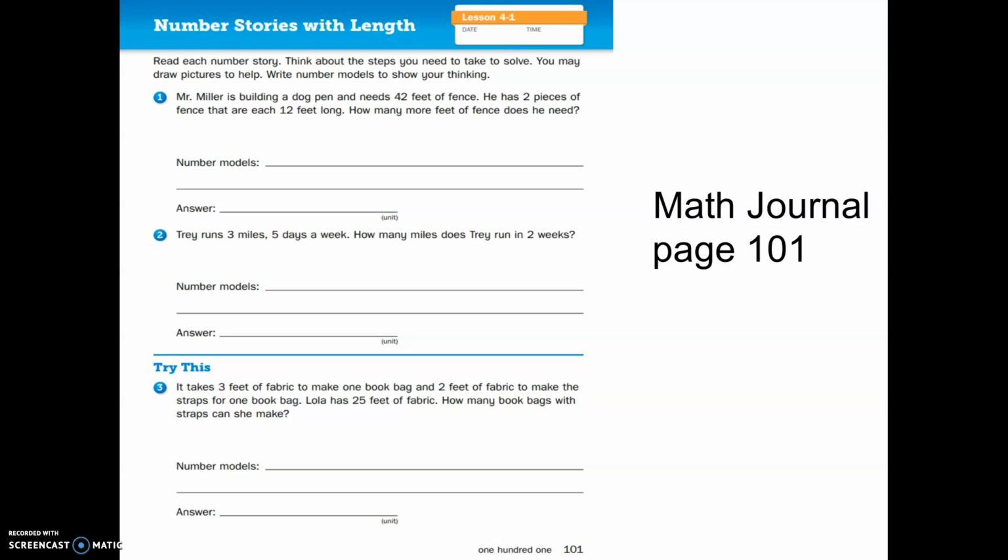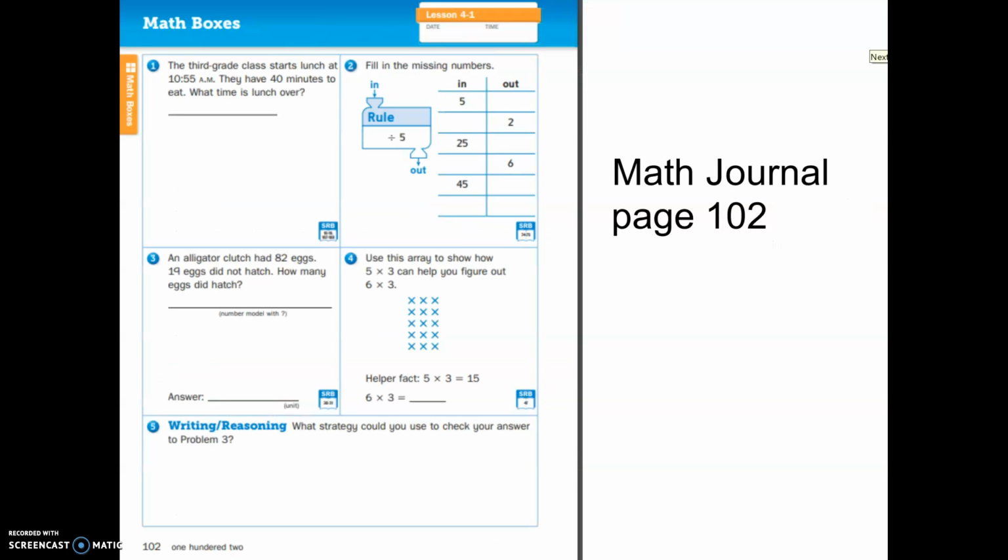Write number models. There's an S there, so that means you're going to probably have to write more than one number model. It's going to be multi-step problems. Okay, and when you write your answer, don't forget the unit. So if they're asking how many more feet of fence does he need, your unit will be feet. That's what you're asking, feet of fence. And then math boxes, page 102. Again, lots of things you already know how to do.